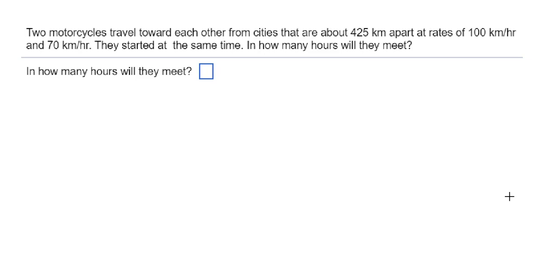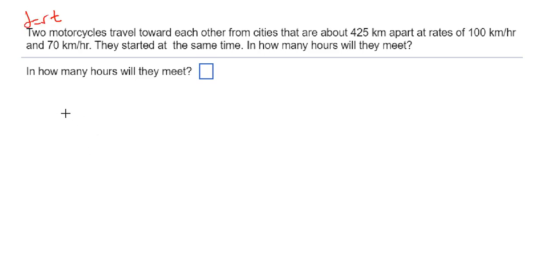Okay, we have two motorcycles that are traveling toward each other from cities that are about 425 kilometers apart at rates of 100 kilometers per hour and 70 kilometers per hour. So if the kilometers per hour is bothering you, just think of it as miles per hour. The units really don't make a difference to the math that we're going to be doing. They started at the same time. In how many hours will they meet? So this might seem like a completely different problem. It's another distance problem, so we're going to use the same formula here, d equals rt.